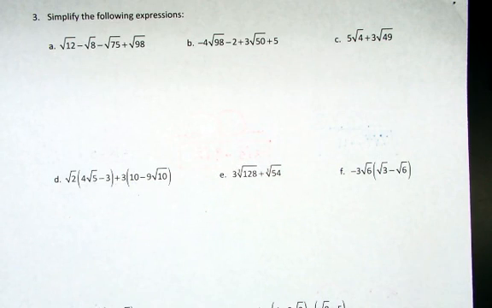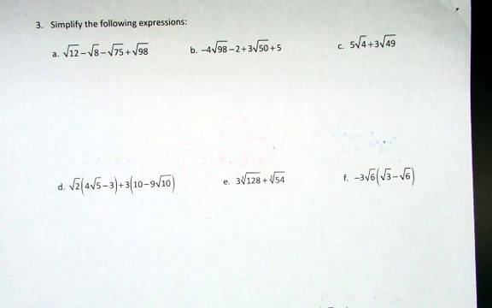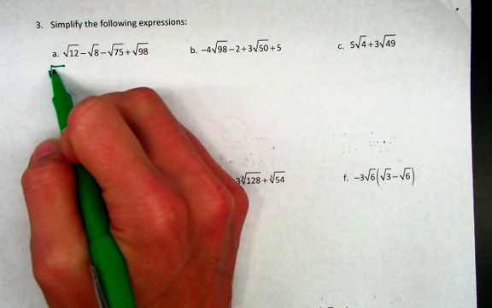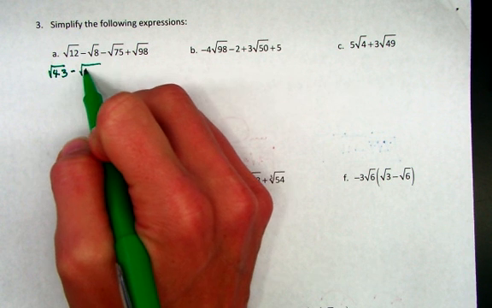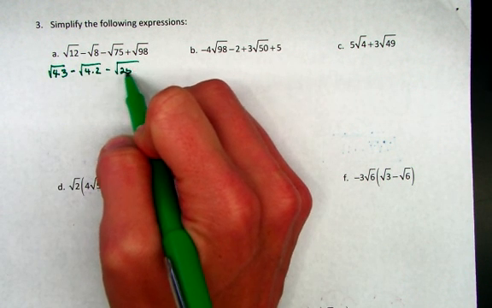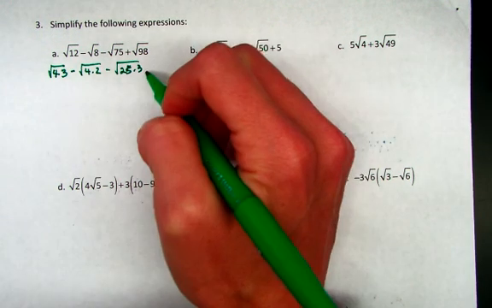Okay, so we have 4 terms right now, and I don't really know if any of them are like terms, so we're going to simplify. So 12 is 4 times 3, minus 8 is 4 times 2, 75 is 25 times 3, and 98, I'll be frank, I don't really know off the top of my head. Divided by, 49 times 2.